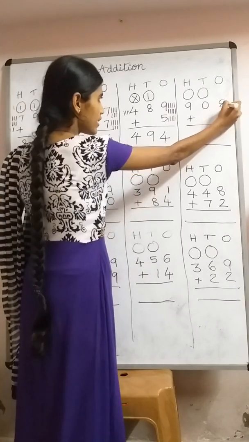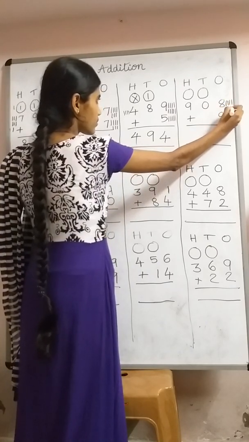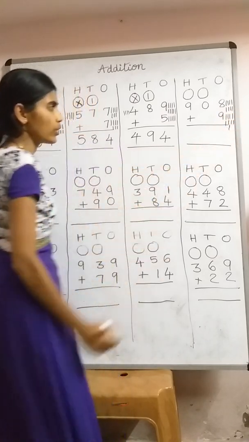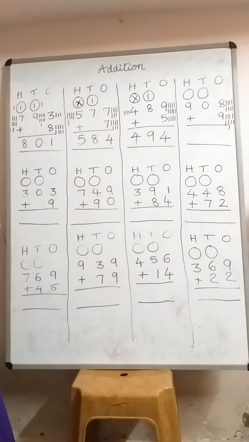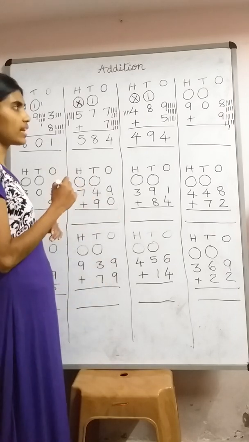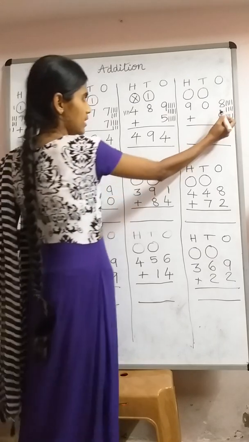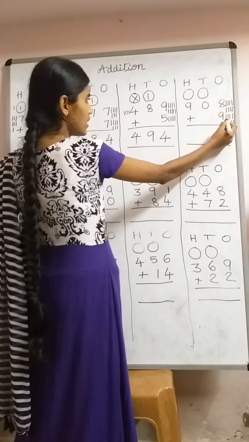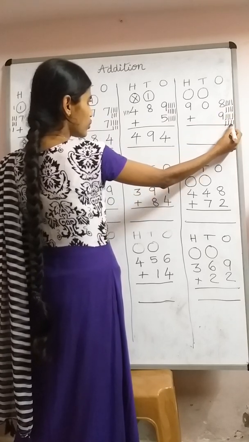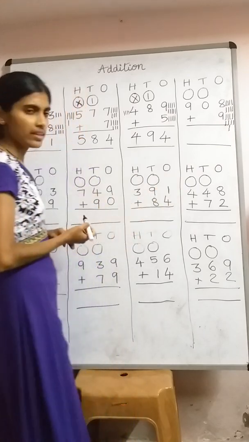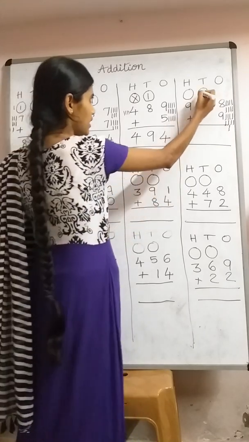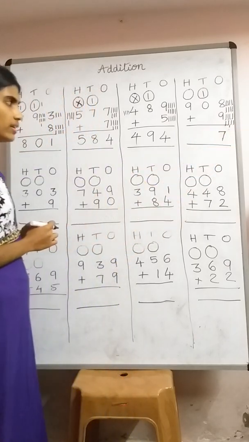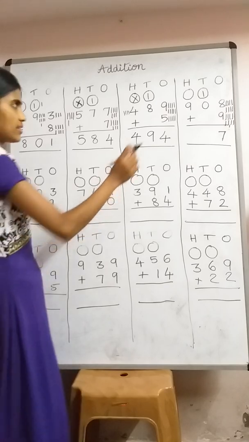Here 8, draw 8 lines. Number 9, draw 9 lines. What do you need to do now, children? Very good. We need to count all the lines at the ones place. Count, children, with me. 1, 2, 3, 4, 5, 6, 7, 8, 9, 10, 11, 12, 13, 14, 15, 16, 17. Yes, how much did we get? 17. Carry 1, write here number 7. Fine? Okay. Now let's move to the tens place.